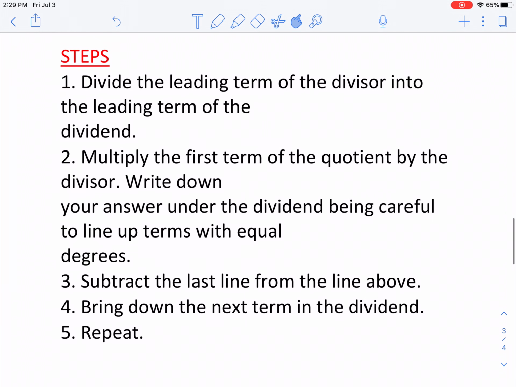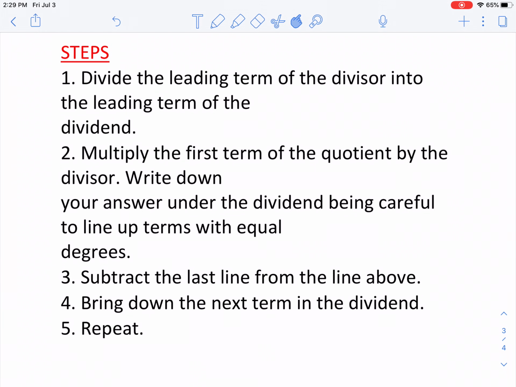If you are doing synthetic division, if you find that in a textbook, that's fine. I normally just do the long division. As long as you're showing your work, you're good. So the steps again to review: divide the leading term of the divisor into the leading term of the dividend, and then multiply that first term of the quotient by the divisor and write down your answer under the dividend. You want to be careful that you're lining up terms with equal degrees. You want to subtract the last line from the line above, bring down the next term in the dividend, and repeat. So you might want to have those steps in front of you as you're working through some of the examples.